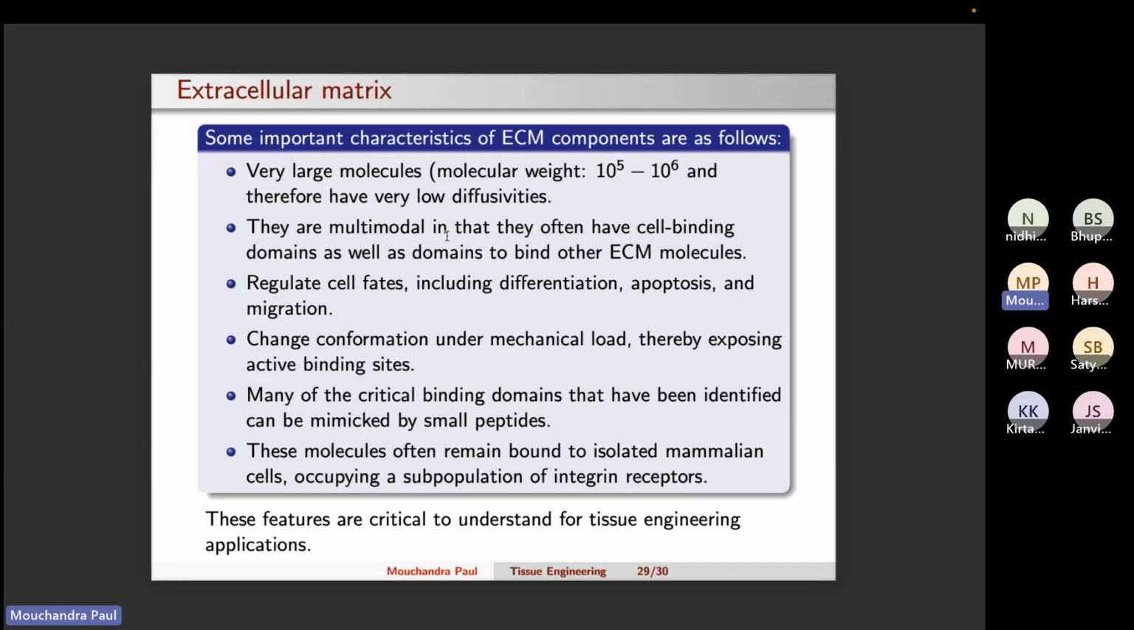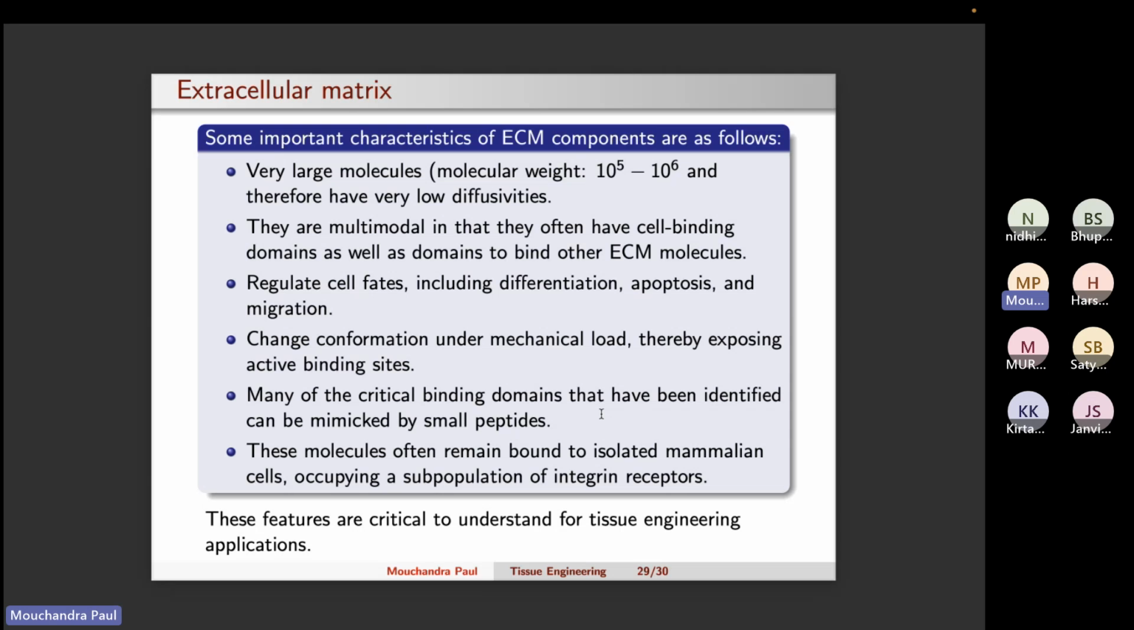As I said, they can regulate the cellular fate processes like differentiation, apoptosis, migration, etc. And these ECM components can undergo conformational change under mechanical load. If that happens, the binding sites, like the cell binding site or collagen binding sites, can get exposed.